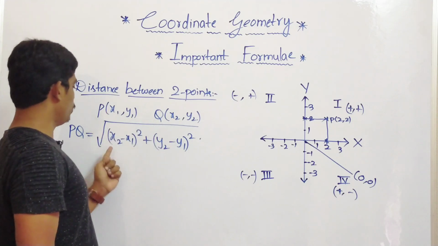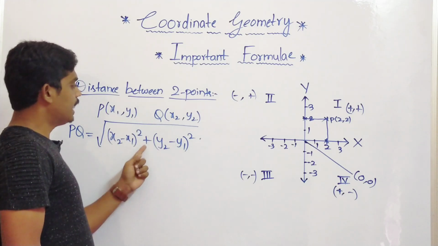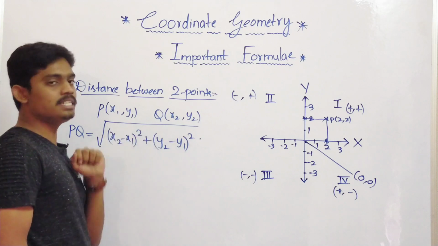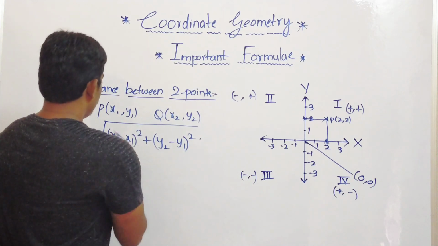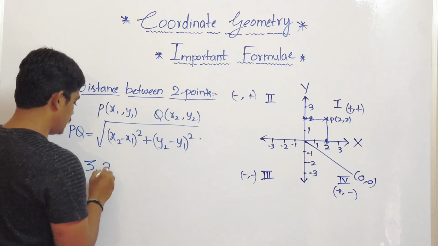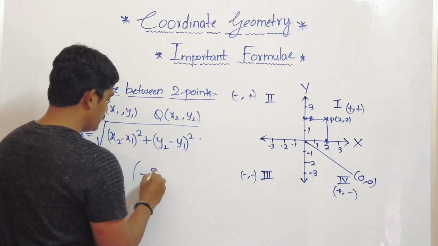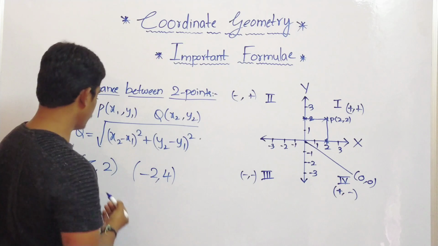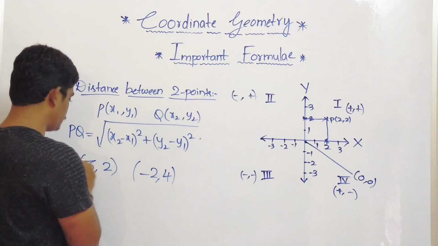Get the difference of the two x coordinates and square it, and get the difference of the two y coordinates and then square it. So this is very simple. Let us check an example. Let us take the points 3, 2 and minus 2, 4. For example, we have these two points P, Q.